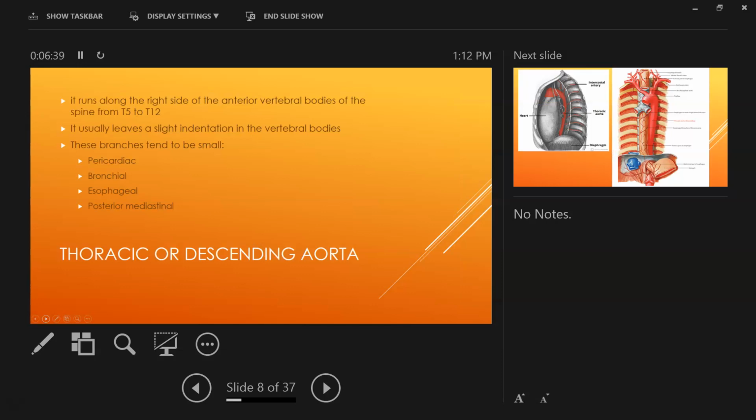The next is the thoracic or the descending aorta, and it runs along the left side of the anterior vertebral bodies of the spine from T5 to T12. And as I said when I was talking about the vertebral bodies in the thoracic spine in clinical anatomy, it can leave a slight indentation on the vertebral bodies due to the fact that this thing pulsates and pushes on those bodies.